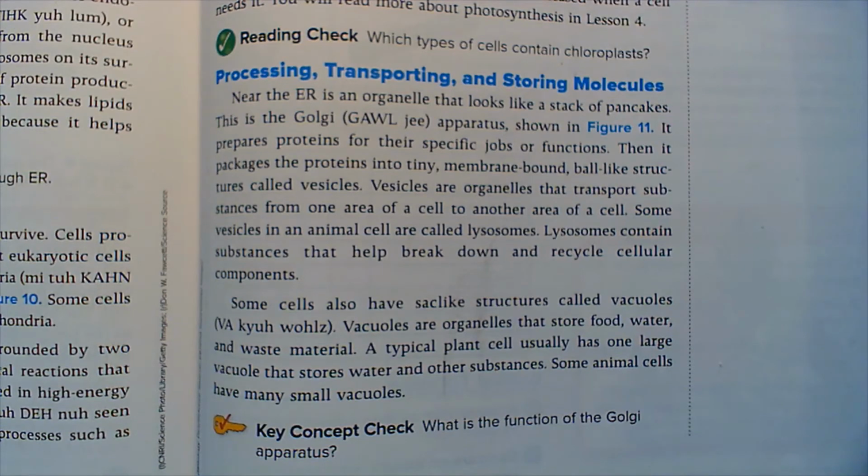Then it packages the proteins into tiny membrane-bound ball-like structures called vesicles. Vesicles are organelles that transport substances from one area of a cell to another area of a cell. Some vesicles in an animal cell are called lysosomes.